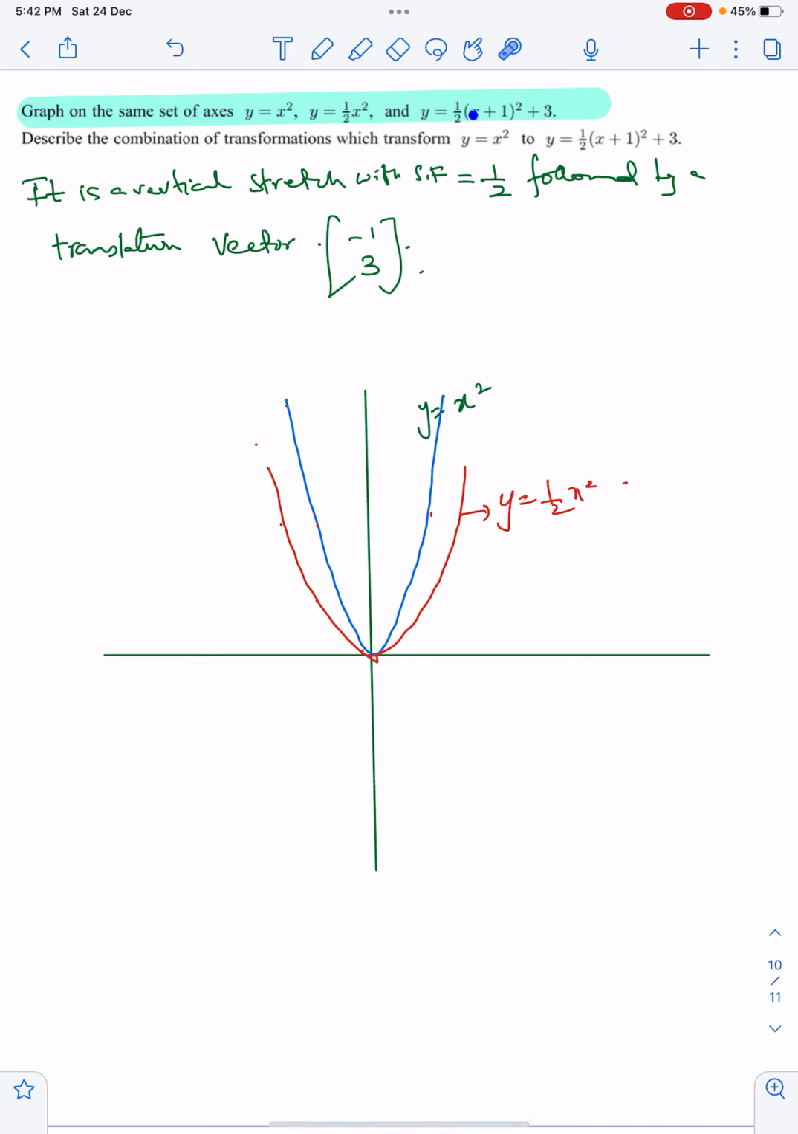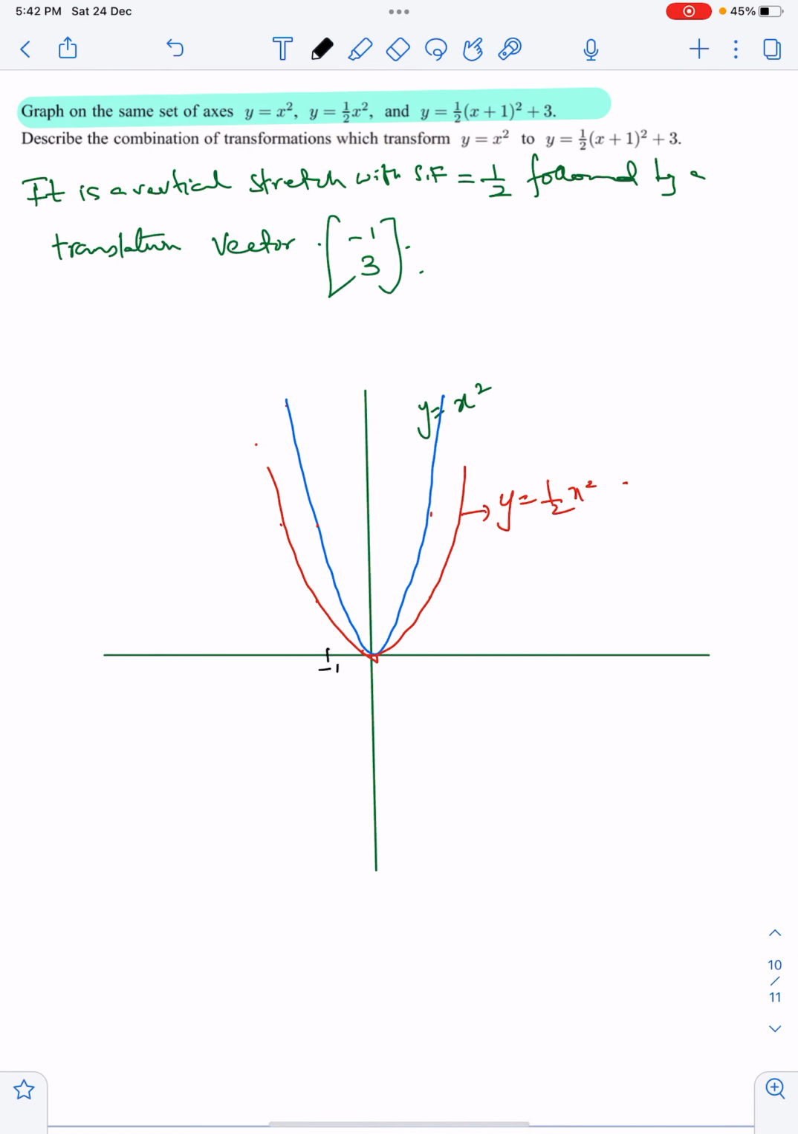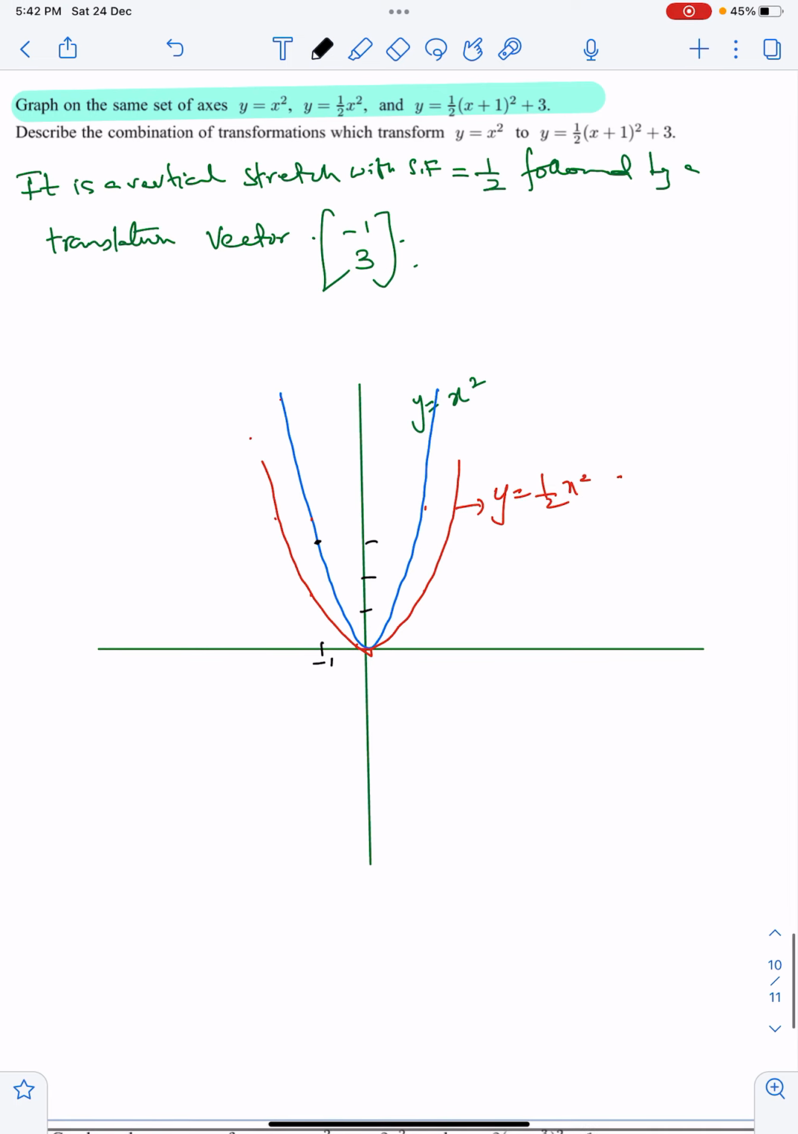Now this whole graph is to be translated by the vector -1, 3. That means 1 unit onto the left and 3 units up. So I am going to draw the final graph with black, 1 unit onto the left and 3 units up. The final graph is going to be this one. This graph is actually translated to this. So this is going to be your final graph.